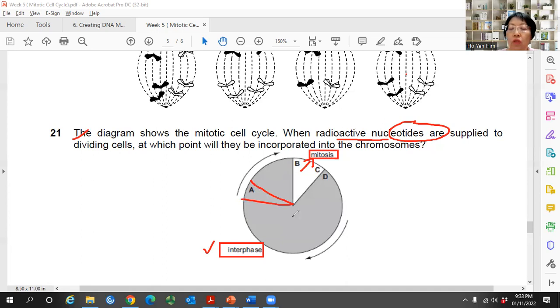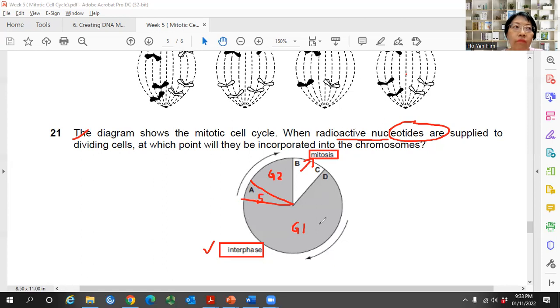Because interphase got three phases, right? Can you tell me what are the three phases of interphase? G1, S, and G2, right? Very good. So G1, S, and G2 phase, right? G1 phase will occupy a majority of the interphase. G1 phase is when the cell will be actively growing. So you synthesize a lot of cell components.